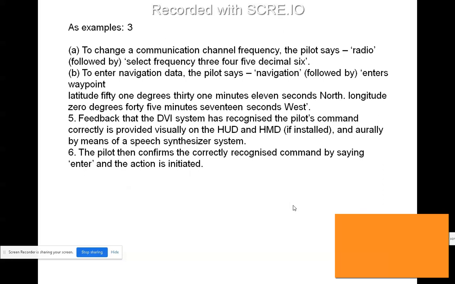So you can get the recognized voice message, which will be corrected and then given to the HUD and HMD where it is installed in the cockpit, and orally by means of a speech synthesizer system. So all this voice command will be orally recognized by the speech synthesizer. The pilot then confirms the correctly recognized command by saying "enter" and the action is initiated. So after recognizing the voice message, the pilot will say enter and will proceed for the process.